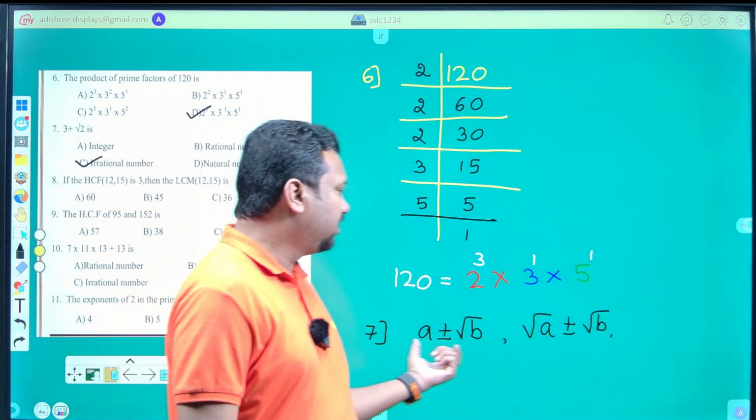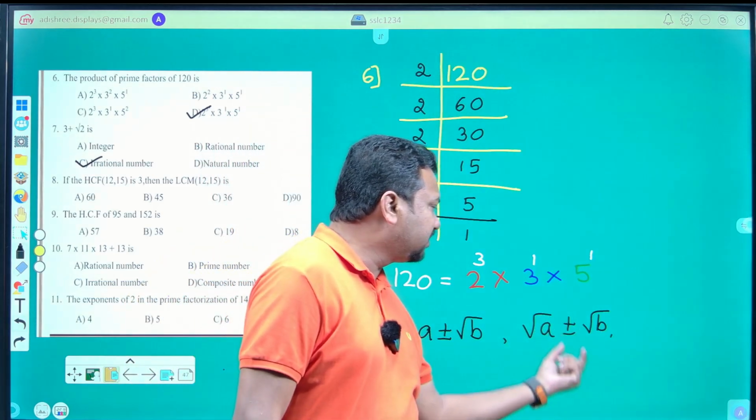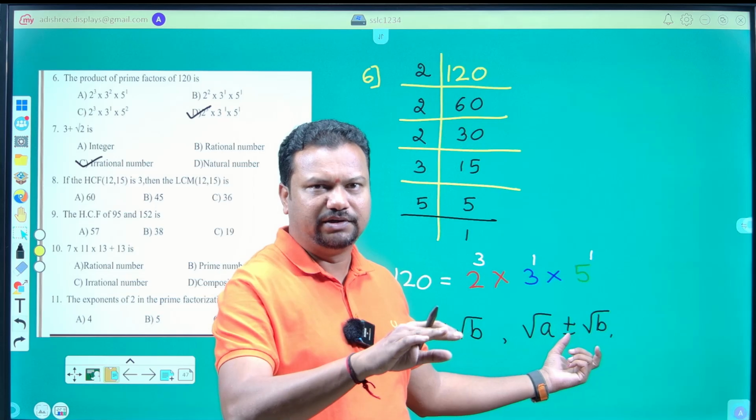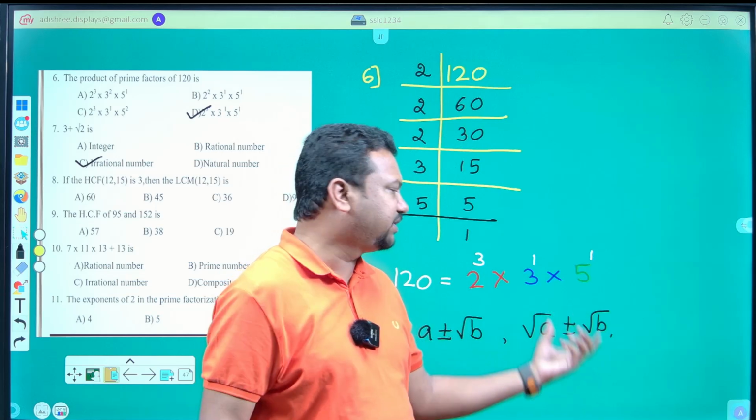For example, it should be perfectly prime numbers, then it is well understood. You cannot say something like root 16 plus or minus root 9, because root 16 factors as 4 squared, correct? So always take care of that.